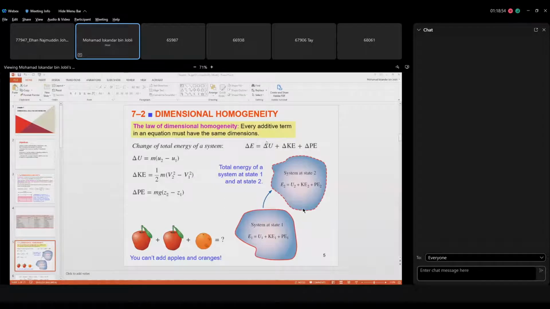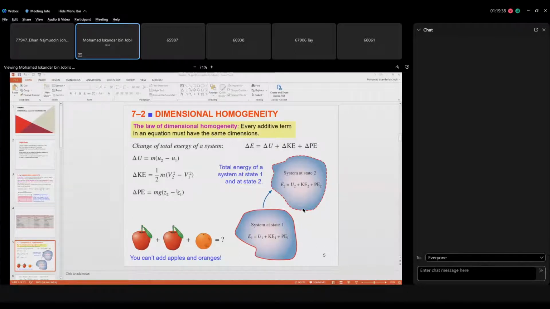Another way of finding out is to expand them into primary dimensions. Try to expand this, fellas. Help me to expand this one out. Delta U, this is internal energy, is M, the mass, multiplied with U. U is internal energy per unit mass. The kinetic energy is half m v squared, where v is the velocity, and the potential energy is mgz.